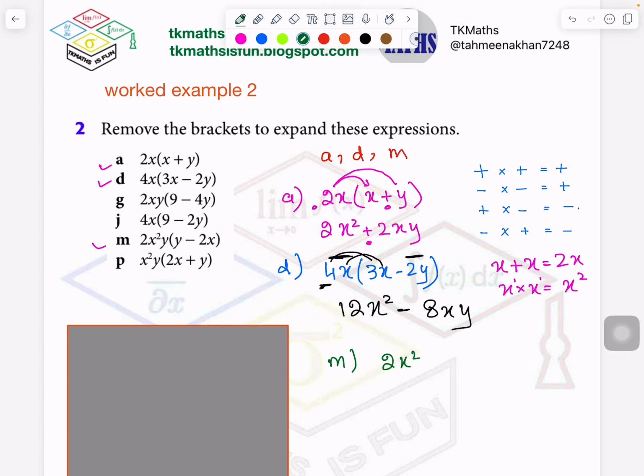Now let's see part M. It is 2x square y bracket y minus 2x. Same technique, everything the same. The sign inside the bracket with y is plus, outside is also plus, so it will be plus 2x square y square. When this y multiplies by this term, everything remains the same; only y times y becomes y square. Then next is minus, because the sign here is plus and this is minus, and plus times minus is minus. Now I will multiply this term by this. There is one x inside the bracket and x square outside the bracket, which becomes x cube. And 2 times 2 is 4, so 4x cube, and y will come as it is. I hope you understood this.